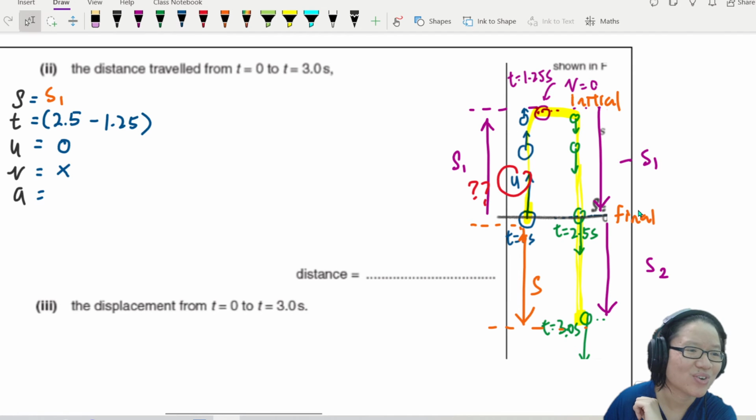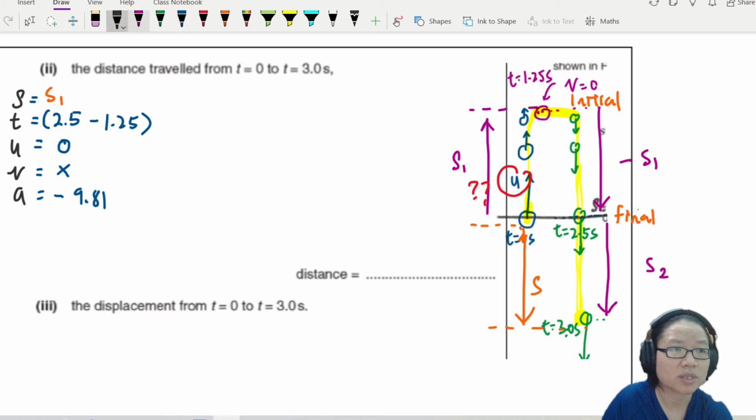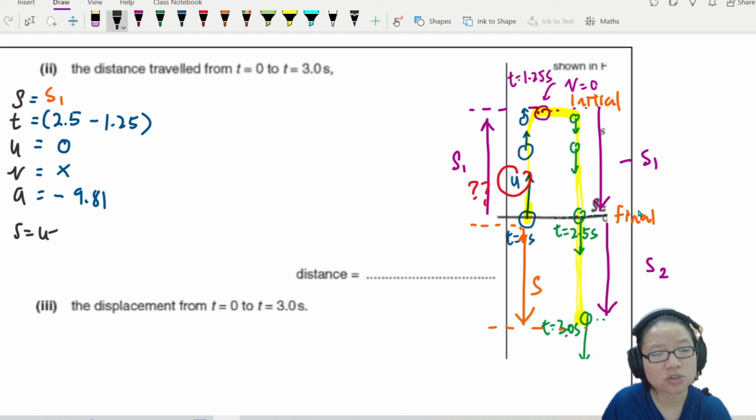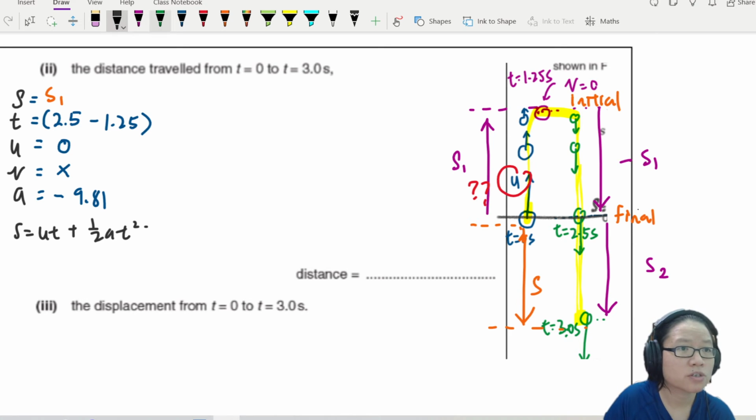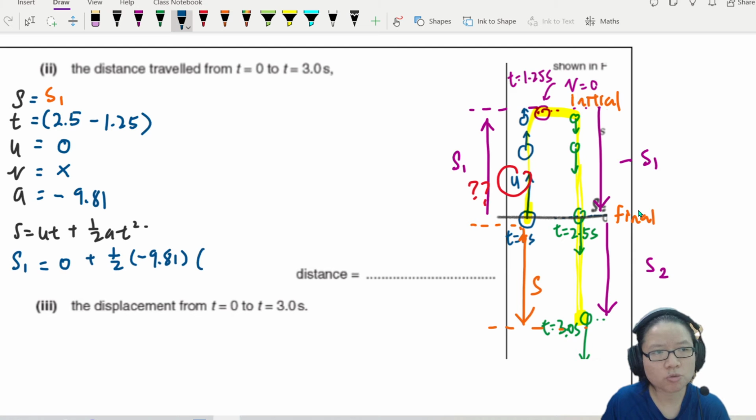And this one we know, g is negative 9.81. So we can use the equation with no v, correct? If you're familiar with this, we're going to use S is ut plus half at squared. So I'll substitute inside, S1 is equal to 0 plus half times negative 9.81 times 2.5 minus 1.25, which is 1.25, squared. And this will allow me to find S1.